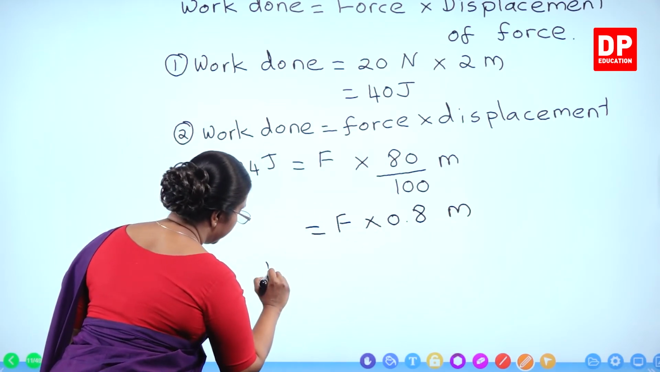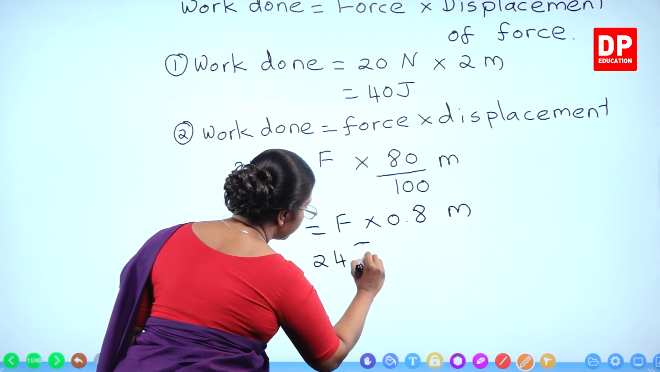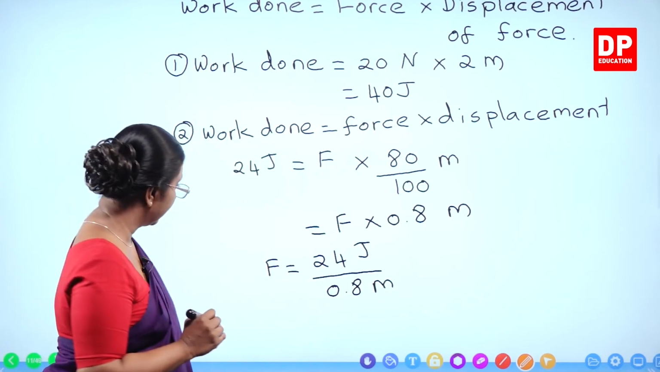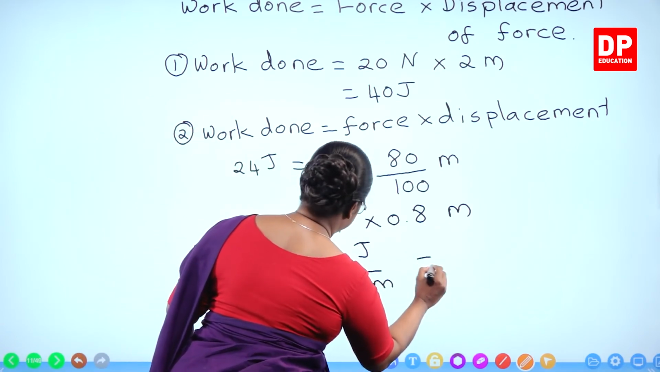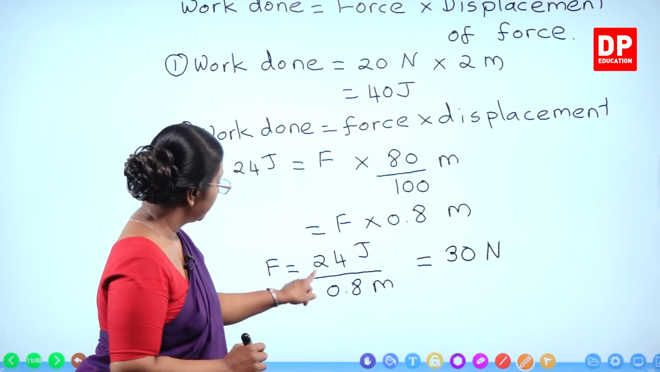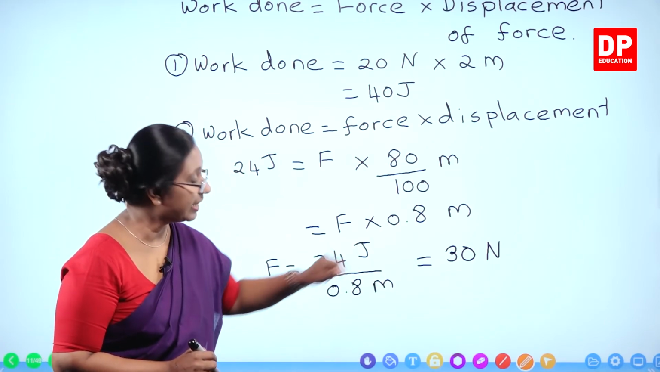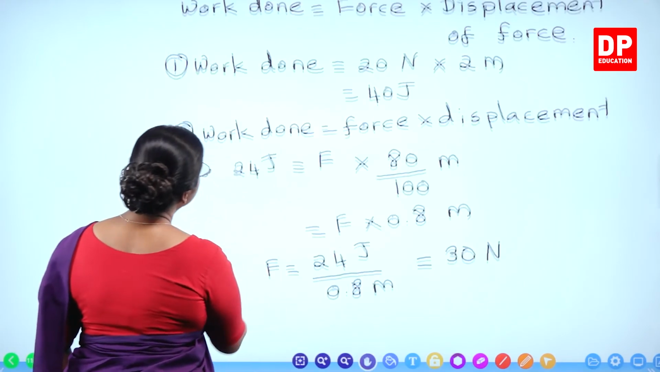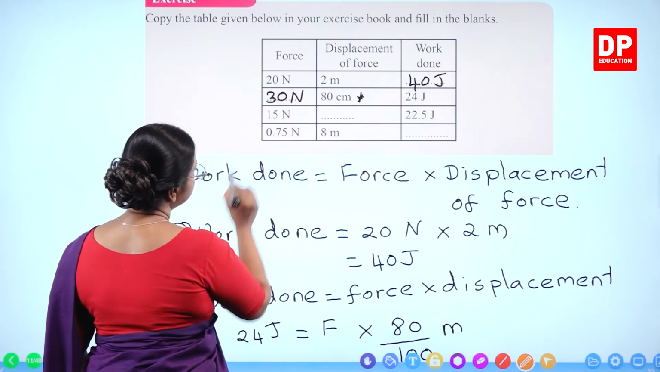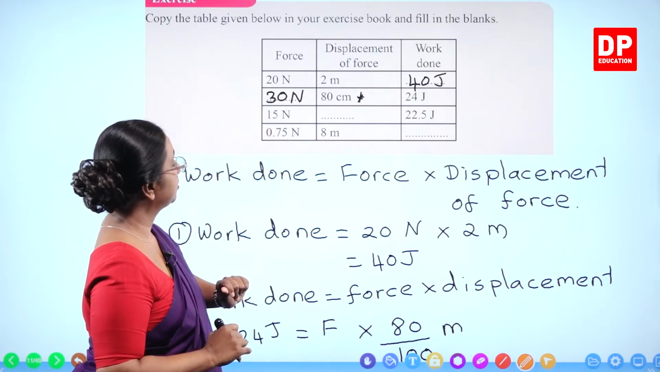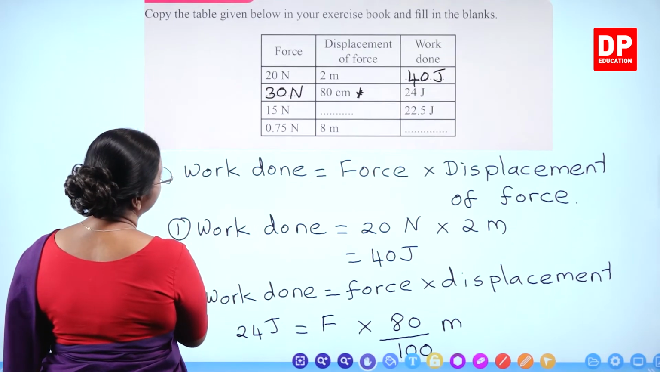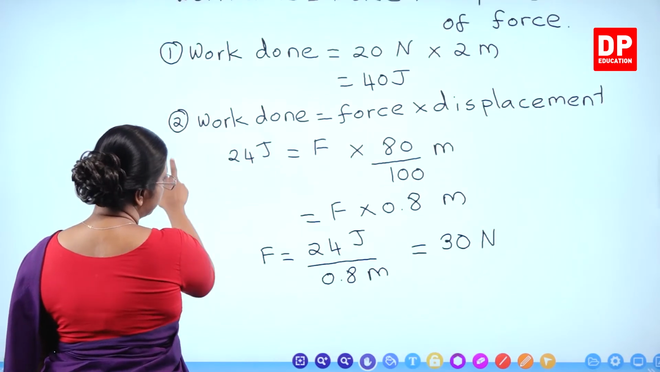Now if we rearrange, F is equal to 24 joules divided by 0.8 meters. So then you all can calculate the force applied. That is going to be 30, and here we find the force, so that is newtons. 24 joules divided by 0.8 meters, you get the value as 30 newtons. That is the value for the second one. Then the third one, force is given to us, displacement is not given, but the work done is given. Again, if we do the calculation, 15 Newton and 22.5 joules.